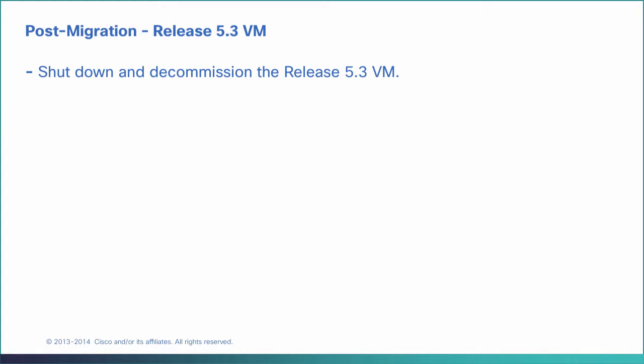Post-migration, Release 5.3 VM. Shut down and decommission the Release 5.3 VM. This completes upgrading Cisco UCS Director to Release 5.4.